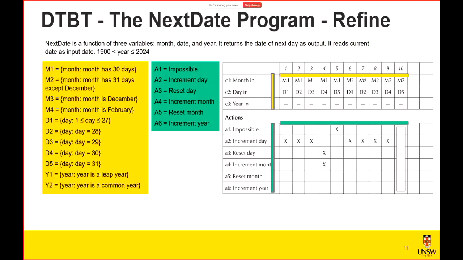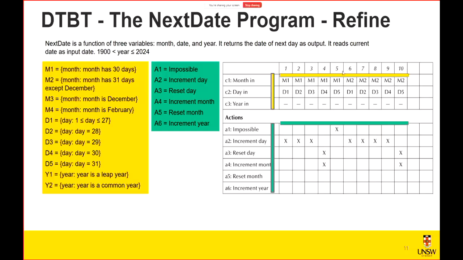And for the rest of them, they are all the same. If the date is smaller than the number of days in that month, we just need to increase the day. And for the last row in this table, if that month has 31 days and it is not December, and we are on the 31st day, what should we do? We should reset the day first, right? Then we should increase the month. So that's how we can do it.